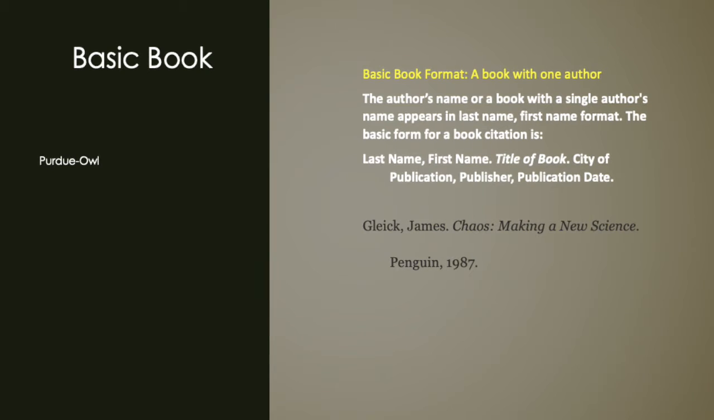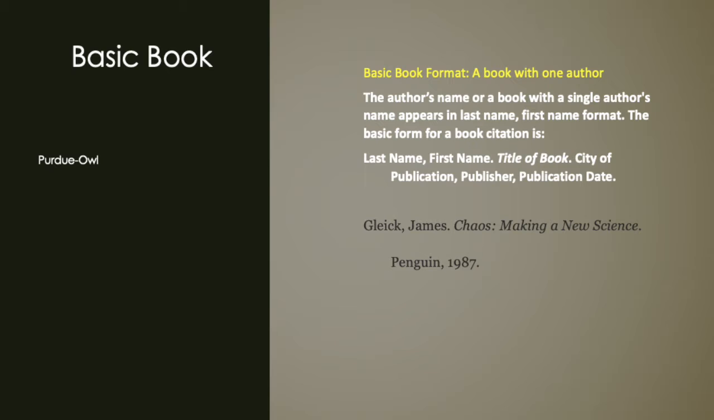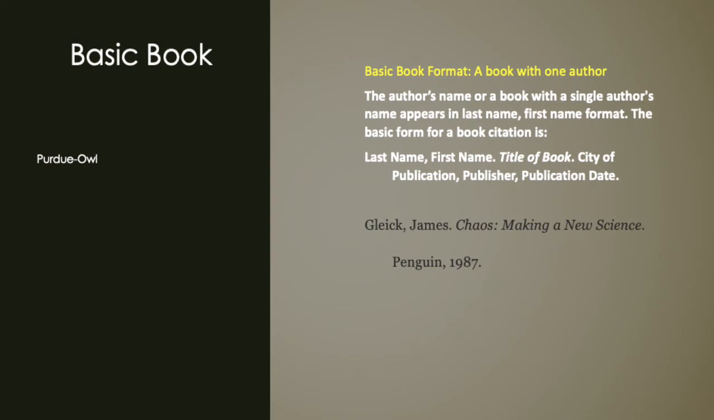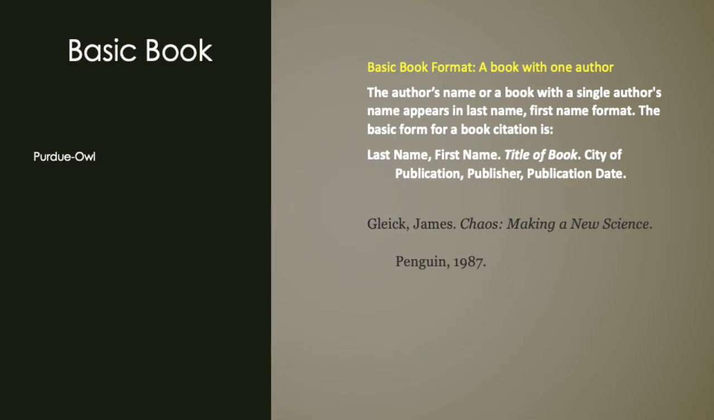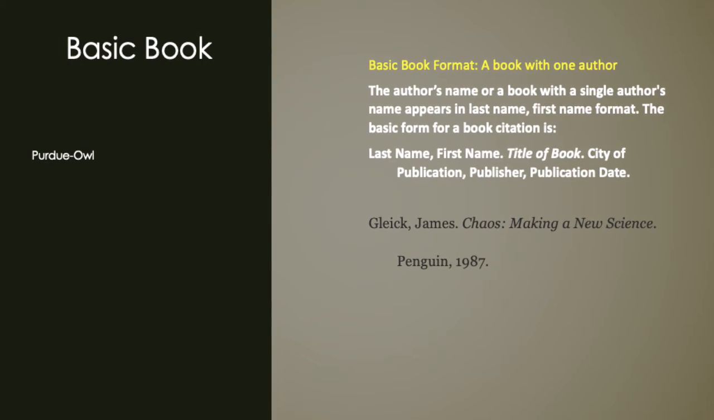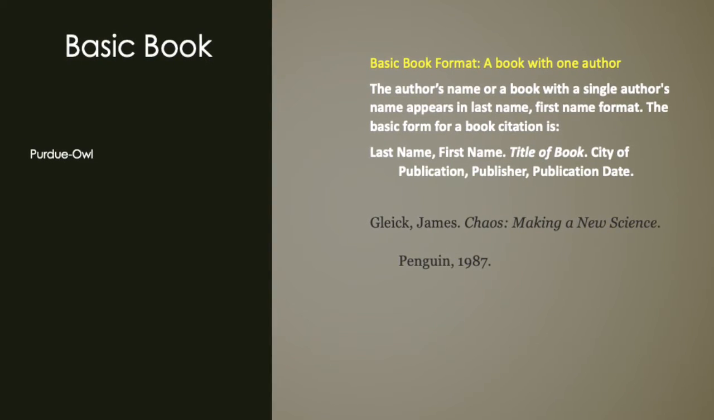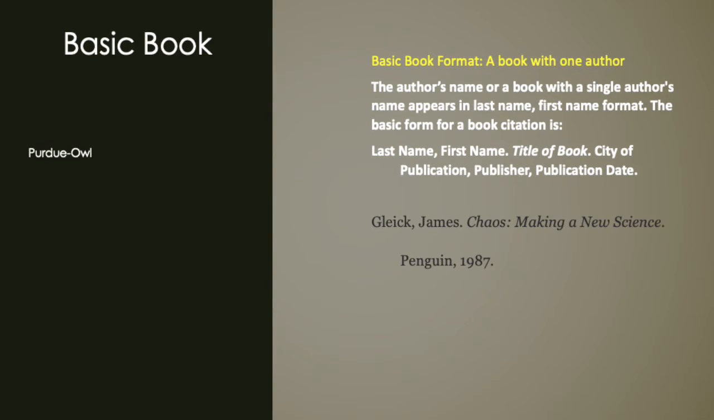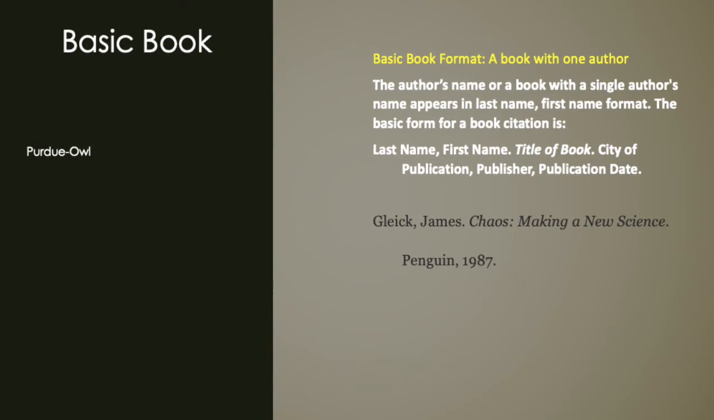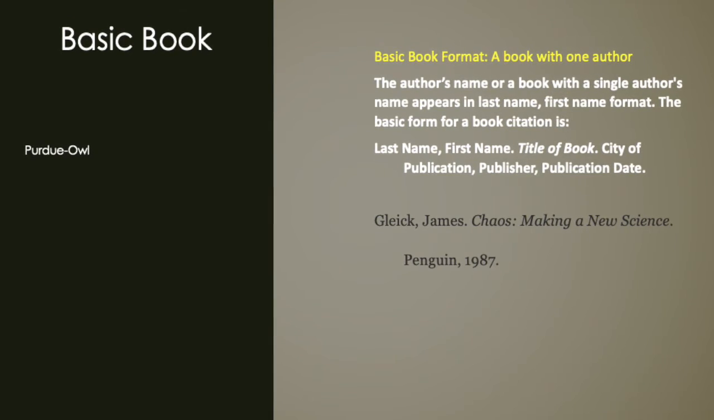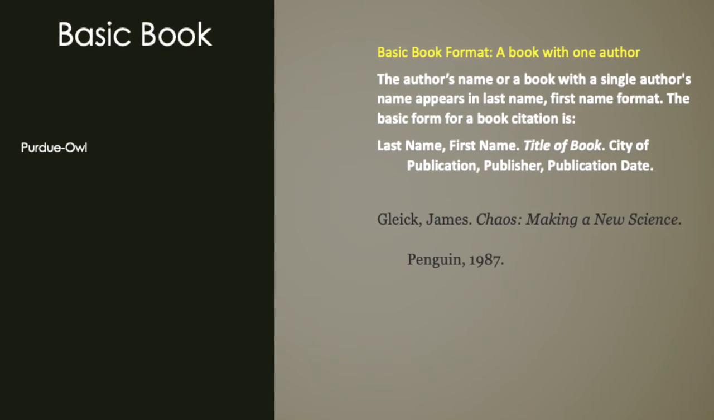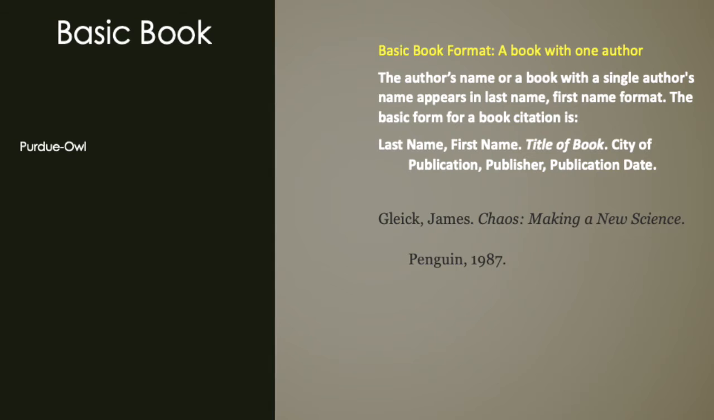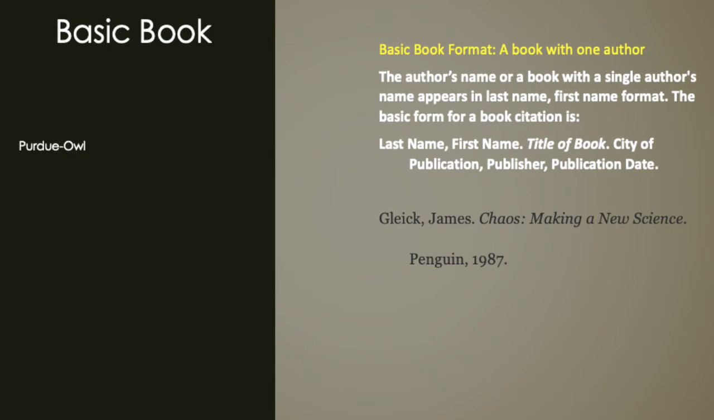First we'll start with the basic book, a book with one author. To start, you'll include the author's last name, comma, first name, period, followed by the title of the book, which is in italics, period, city of publication, comma, publisher, comma, and publication date, period. It is important to note the punctuation that follows each of these segments, and it is also important to note that the subsequent line after the first line and all subsequent lines after the first line will be tabbed in, creating a hanging indent. These practices will be consistent throughout the MLA formatting.